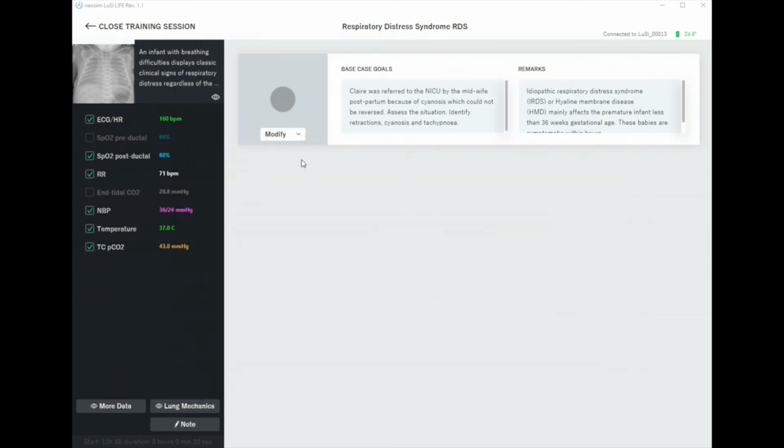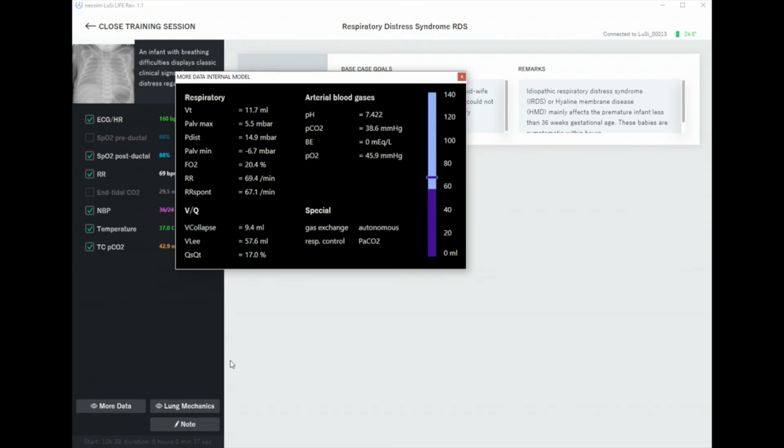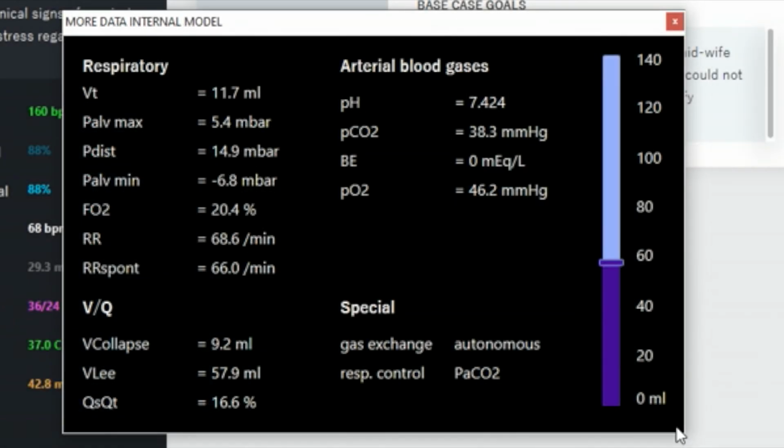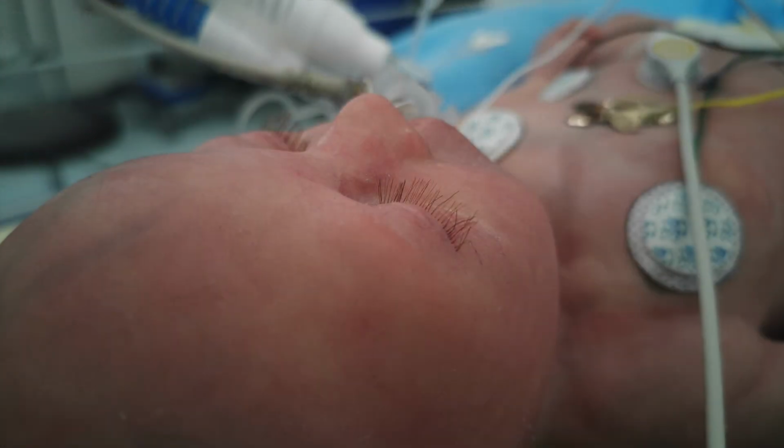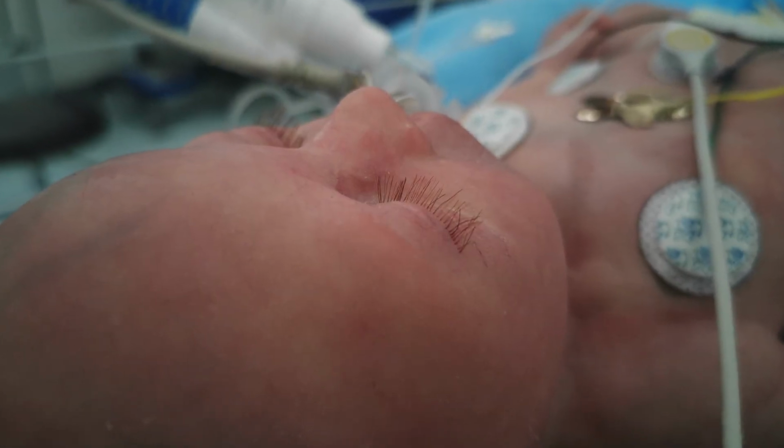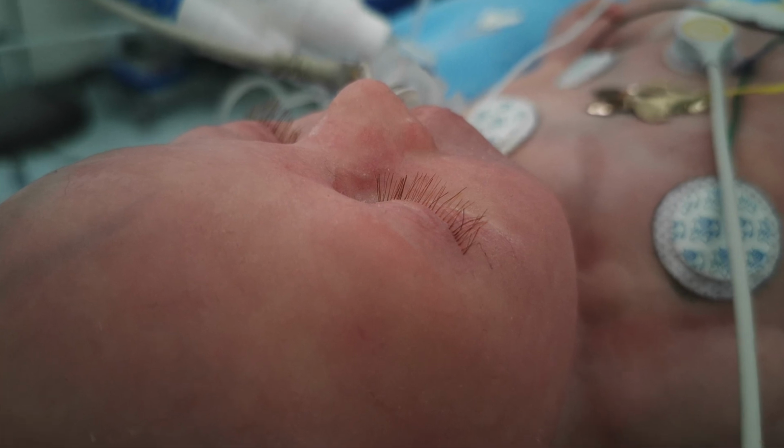Second, you can virtually measure inside the patient. Open up the More Data window to see blood gases, tidal volumes, alveolar pressures, distending pressure, or even venous admixture. All this data is consistent with the vital signs the learner sees, without you having to adjust any controls, because all data is from the same patient. So LuSi does the simulation, and you do the training.